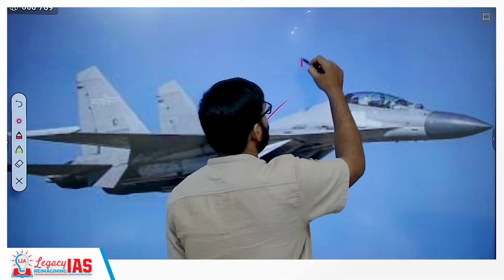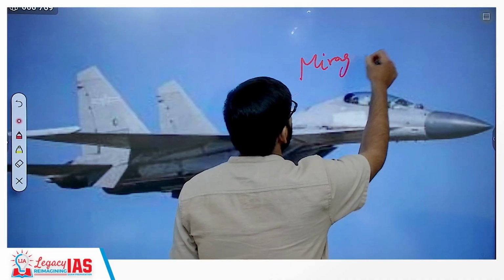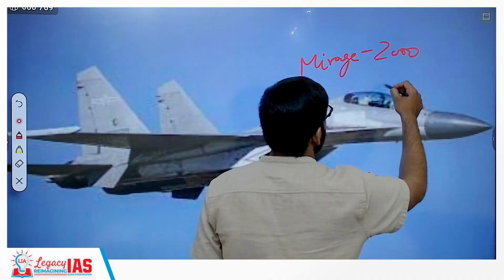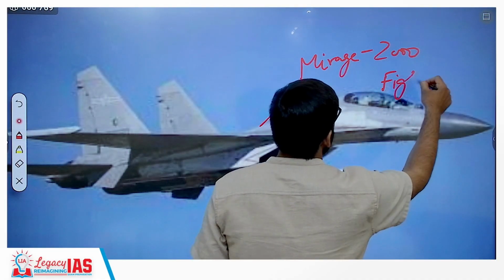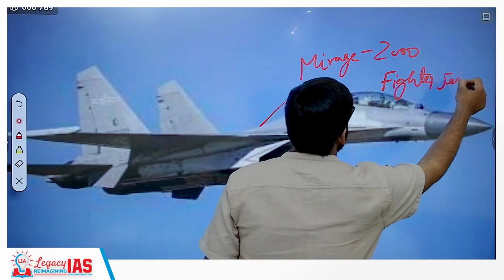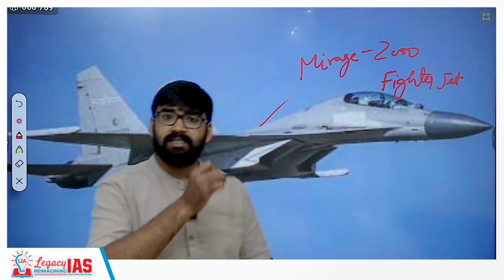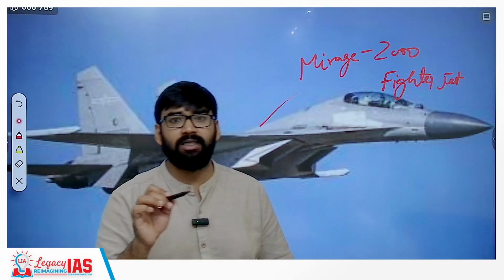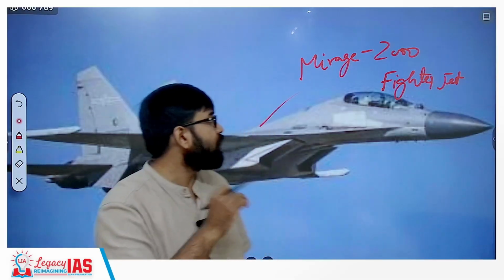This was the aircraft, the Mirage 2000 fighter jet. Okay. So India sent relief aircraft escorted by Mirage 2000 fighter jets to drop supplies in the Jaffna region. That is true. And this pressure worked also.